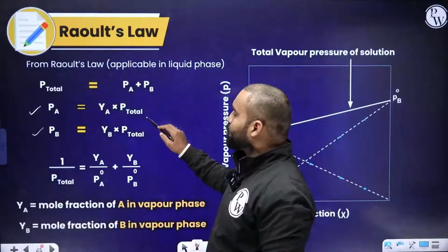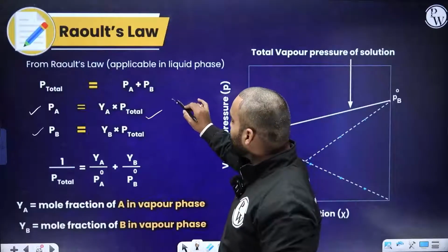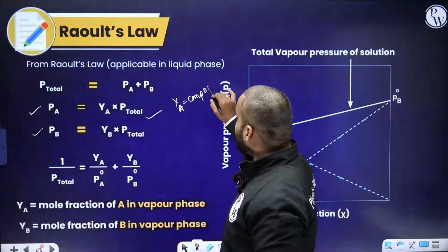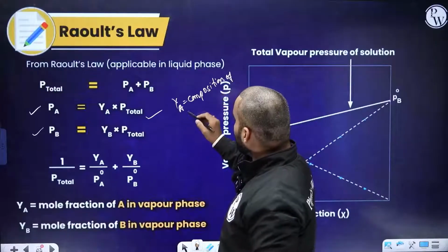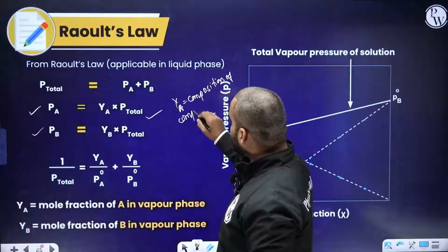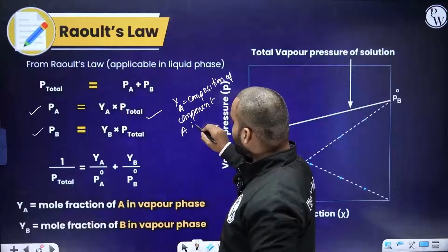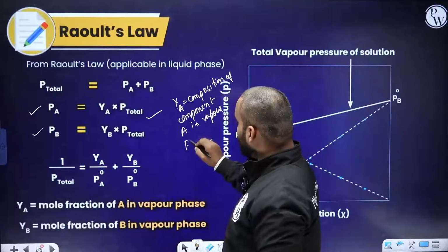that Pa is equal to Ya into P total. You should know what is Ya. Ya is equal to the composition of component A in the vapor phase. In the vapor phase. Good, very good.